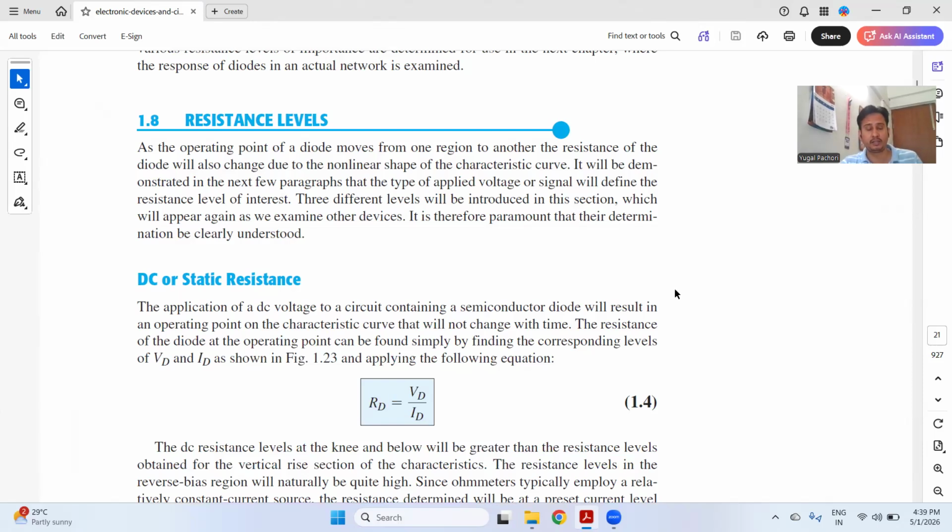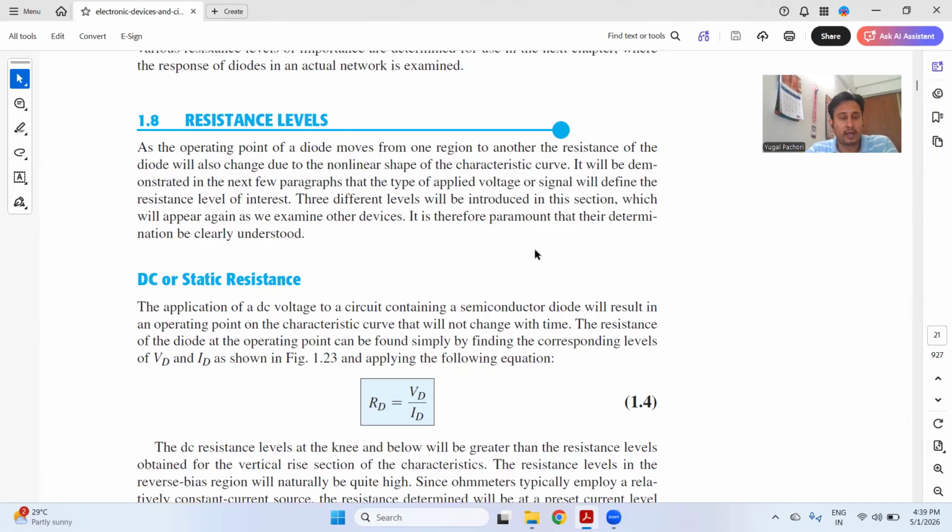So let's discuss today the resistance level. Basically, when we talk about the resistance of the diode, there are two types of resistance characteristics which are measured. One is the AC resistance and the other is the DC resistance. AC resistance is generally dynamic in nature, whereas the DC resistance is static in nature. So let's first study this.